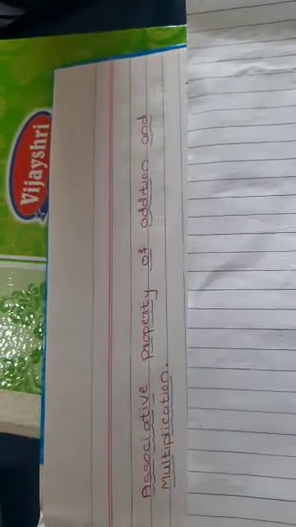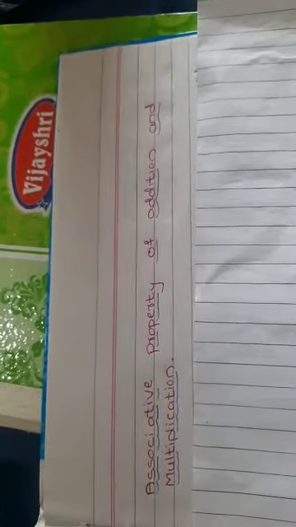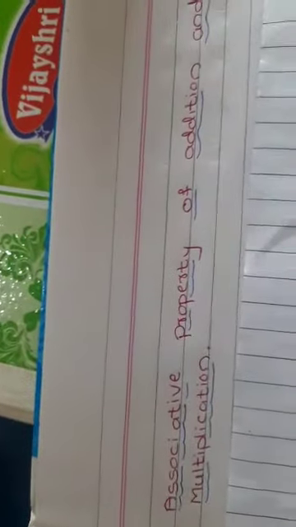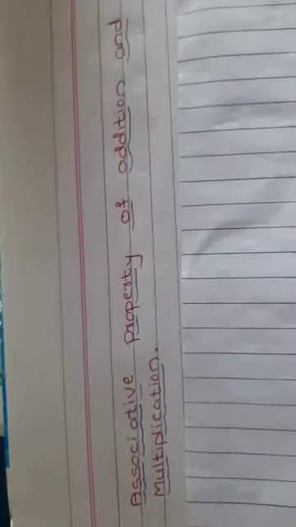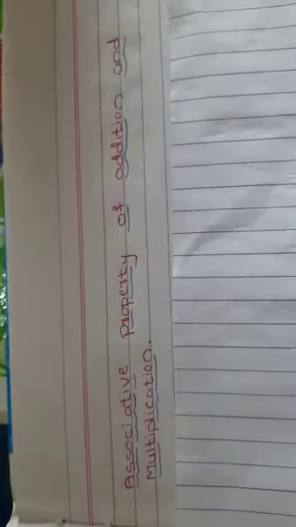Now we will study the associative property of addition and multiplication. The statement for addition is: when you add, you can group the numbers in any combination, like a plus b plus c. I create a group here of the starting two numbers, and again here of the last two numbers.